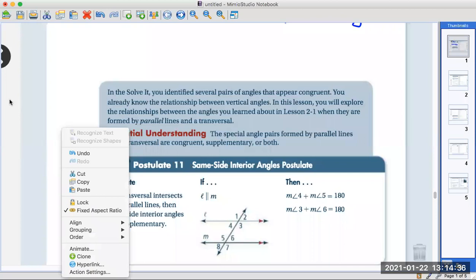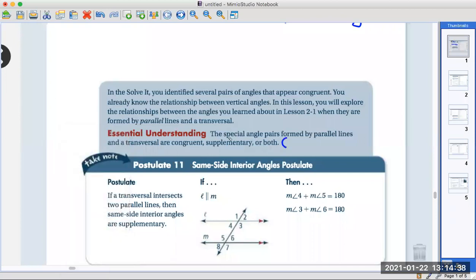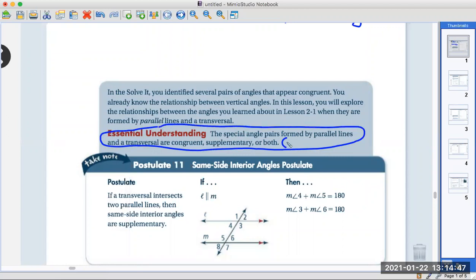The both is, maybe you can guess, when is it both? When are they congruent and supplementary? When they're both 90 degrees. So if the two angles are 90 degrees, they're supplementary because 90 plus 90 is 180, and they're congruent because each one is 90 degrees. So that's a special case. I didn't even think about it. But most of the time, they're either congruent or supplementary.